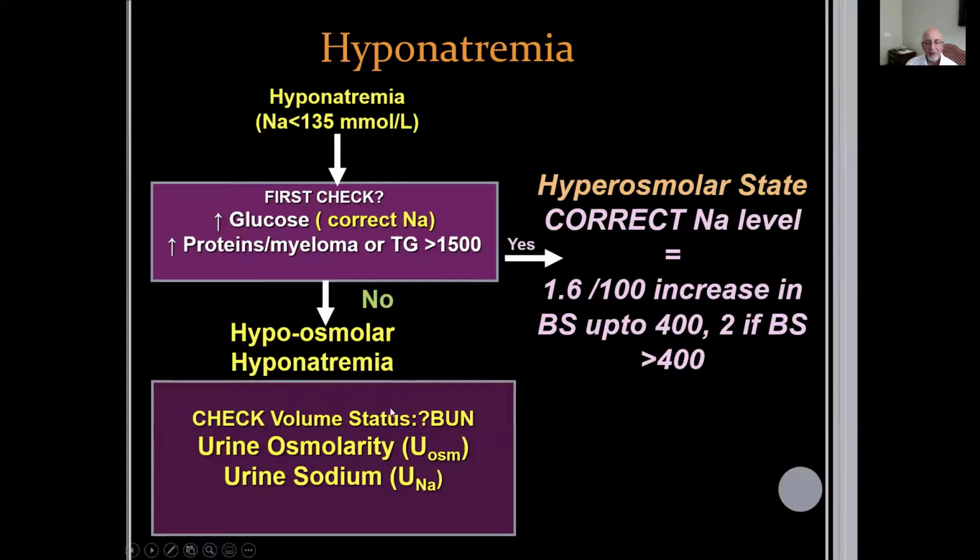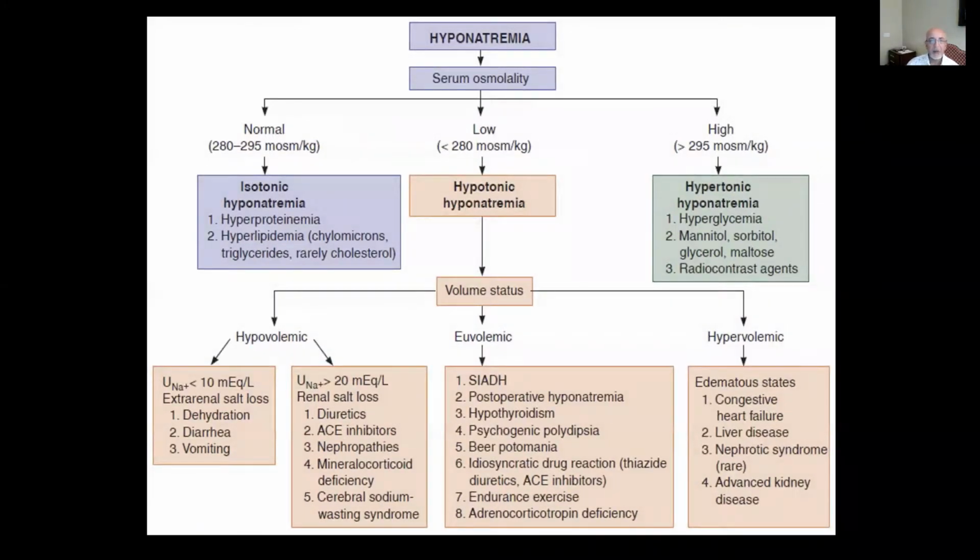As I've mentioned, there are 2 things that we need to look at. The first is the BUN. Next thing we must look at is the urine osmolarity and the urine sodium, as we have obtained in this particular case. So looking at this, we have excluded in our patient hypertonic hyponatremia from hyperglycemia, mannitol, or radiocontrast agent. The patient also does not have isotonic hyponatremia from elevated proteins or triglycerides or chylomicrons. So this patient now has hypotonic hyponatremia.